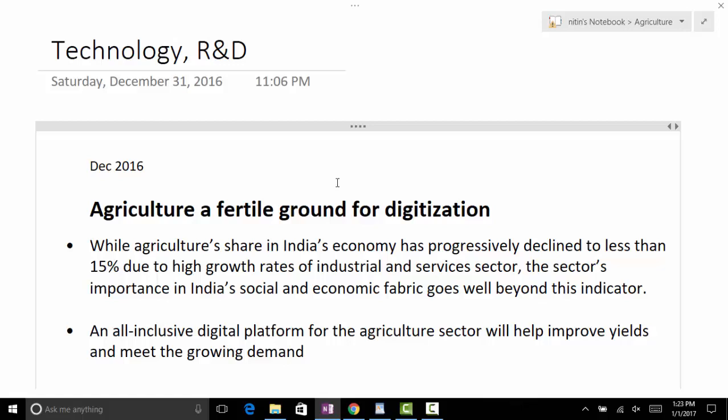So what is fertigation? Fertigation kya hota hai? Water, mixing fertilizer with water and then... Correct. So it increases the efficiency of both fertilizer and water in that case.